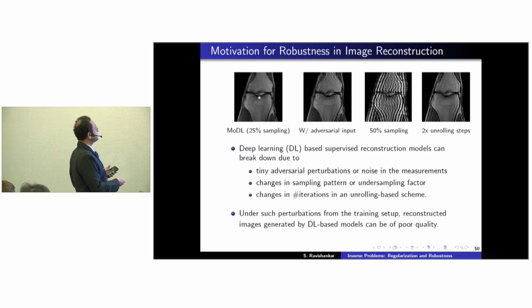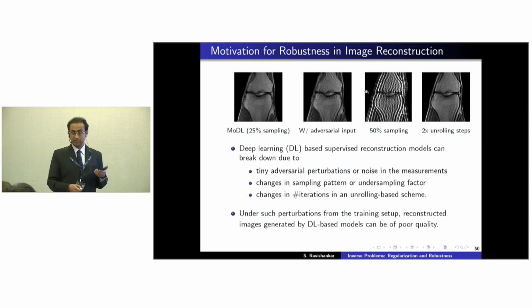So this is the output of MODL where the k-space was undersampled by four times. So it's a quarter of the data that was collected, and then the reconstruction was performed. And the network was learned with supervision. And what we found is that if we introduce even tiny perturbations in the input to the network, the output can basically collapse. Tiny adversarial perturbations to the input can basically destroy the output.